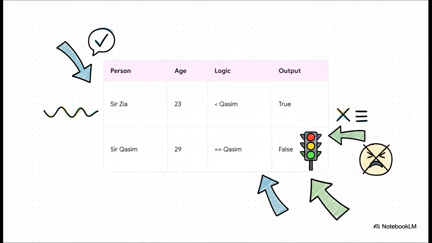We've got two people here, Surzia, who's 23, and Sir Qasim, who's 29. Now our program needs to dynamically figure out who is younger. Since Python doesn't speak English, we use a mathematical comparison. We write an if statement, if Surzia's age is less than Sir Qasim's age. The program takes a look, sees that 23 is indeed less than 29, and boom, it returns true. The code under that specific block runs, and it completely ignores the elif checking if they're equal and skips the else block entirely. Your traffic cop did its job flawlessly.